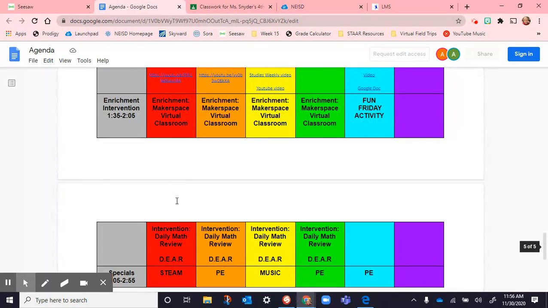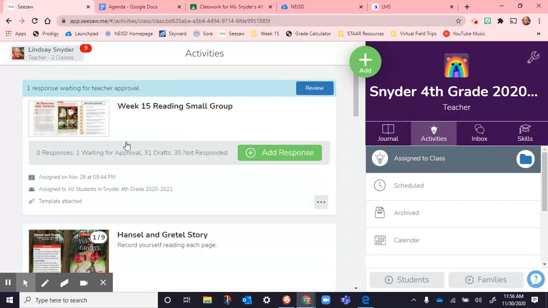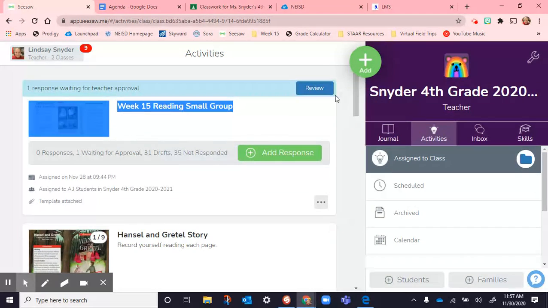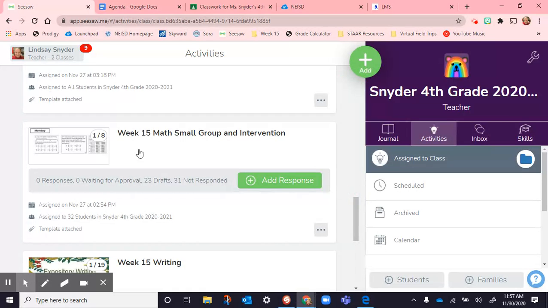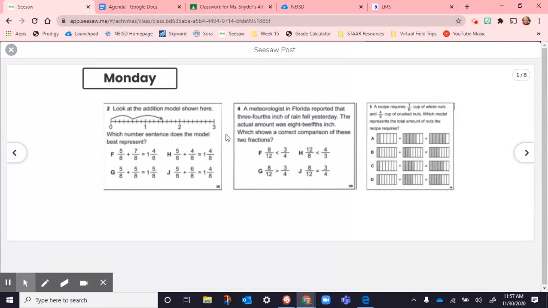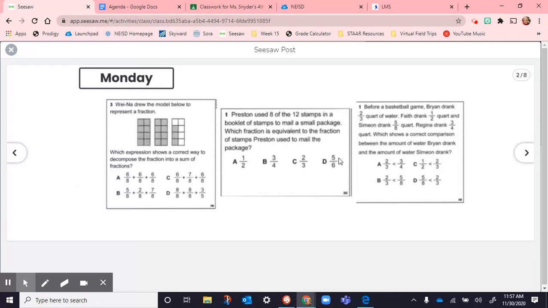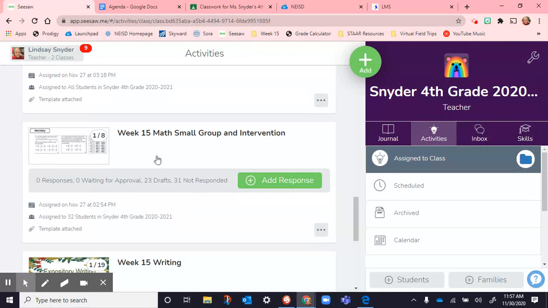And then today, for intervention, there's a Seesaw activity down here where it says math small group and intervention. The first math, I forgot to say this earlier, this page we did together for math small group, and then the second page we're going to do at intervention time. And so we'll cover and go over that and review some fraction things with that.